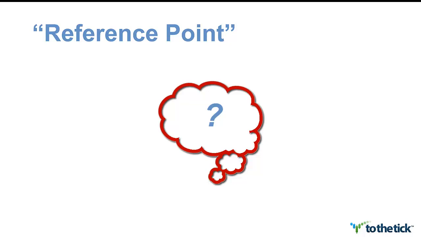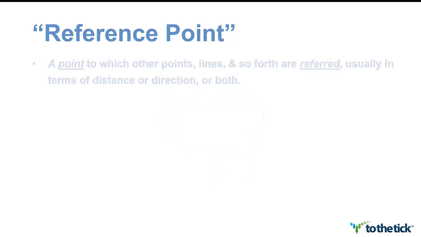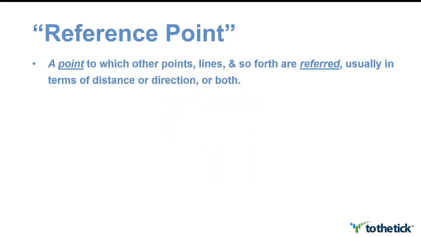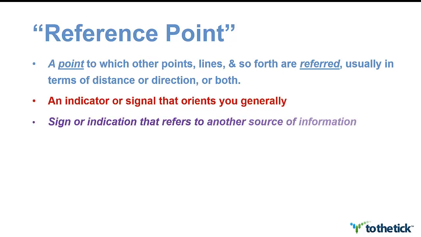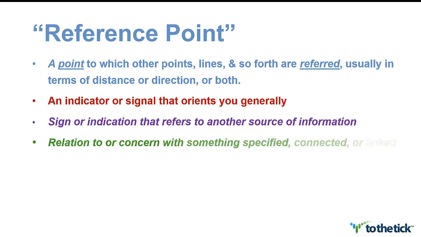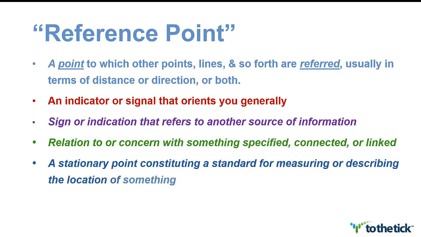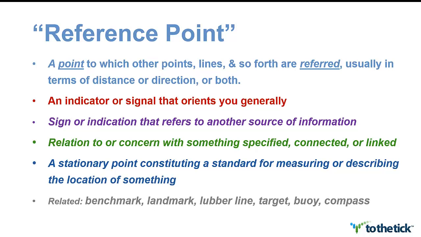So first, let's look at a combination of dictionary sources for a definition: a point to which other points, lines, and so forth are referred, usually in terms of distance or direction or both. An indicator or signal that orients you in general terms. Sign or indication that refers to another source of information. Relation to or concern with something specified, something that's connected or linked. Again, linked to that other source of information. It's a stationary point constituting a standard for measuring or describing the location of something.